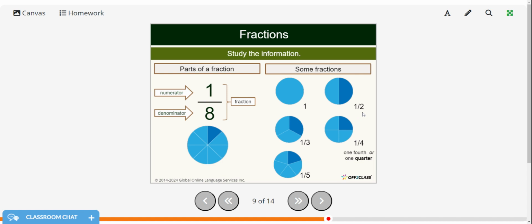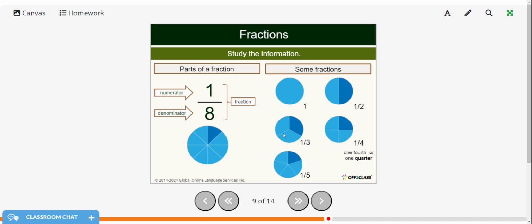So the 2 would be the denominator, the number on the bottom. The denominator represents the total number of parts. And then the numerator represents the number that we are talking about. So here we have one section, dark blue, so that's the 1 on the top. And then we have a total of 2 sections, so that's the denominator on the bottom. So this would be 1/2.